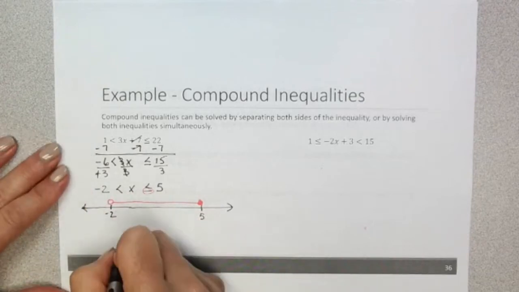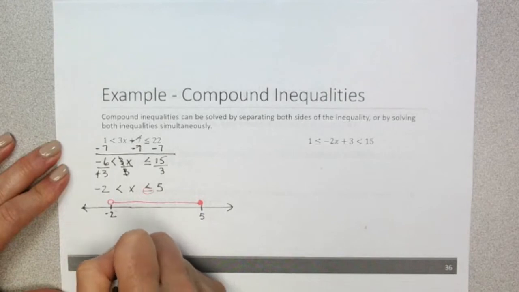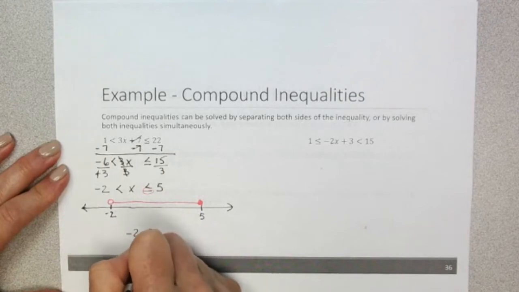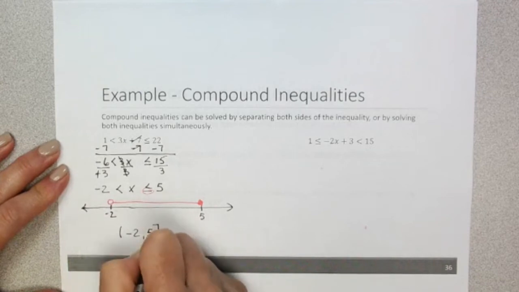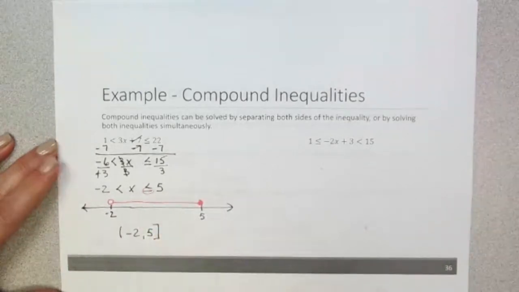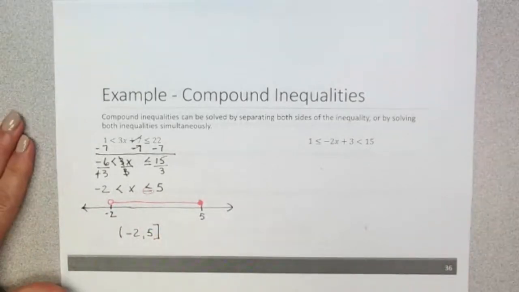All right, written in interval notation. This is going to be -2 to 5. We want the parenthesis with the open circle and a square bracket at the closed end of the closed circle.